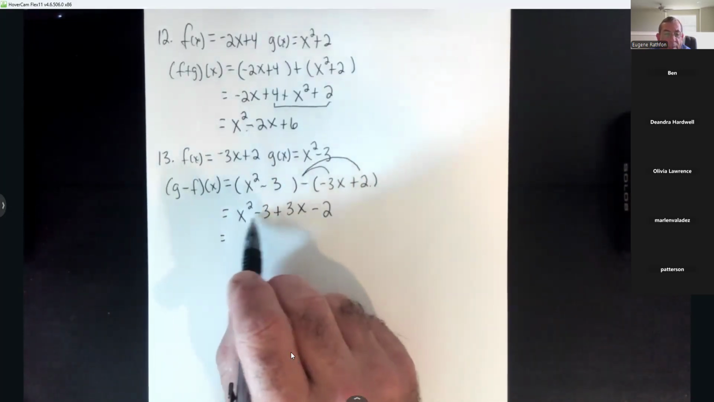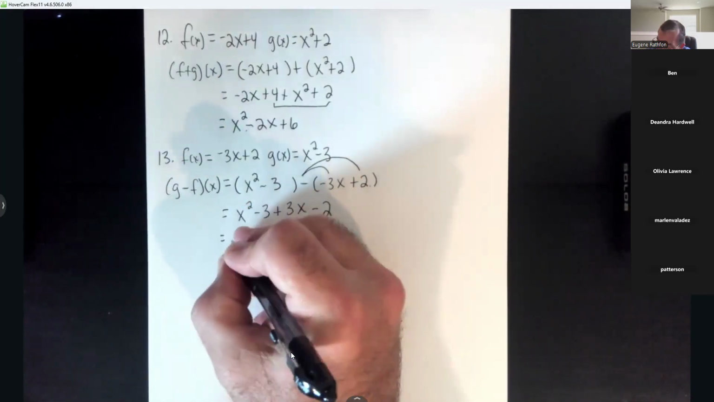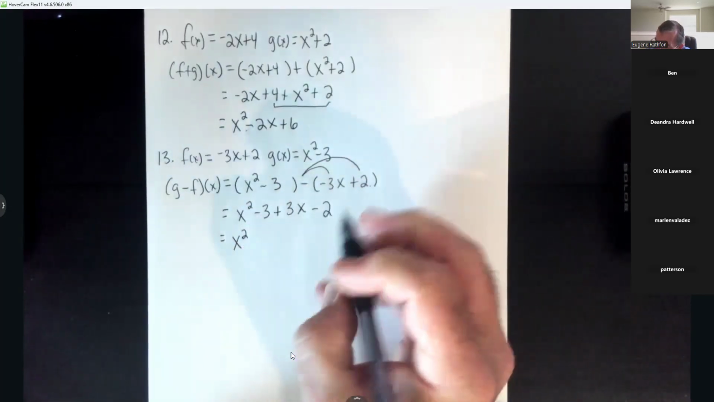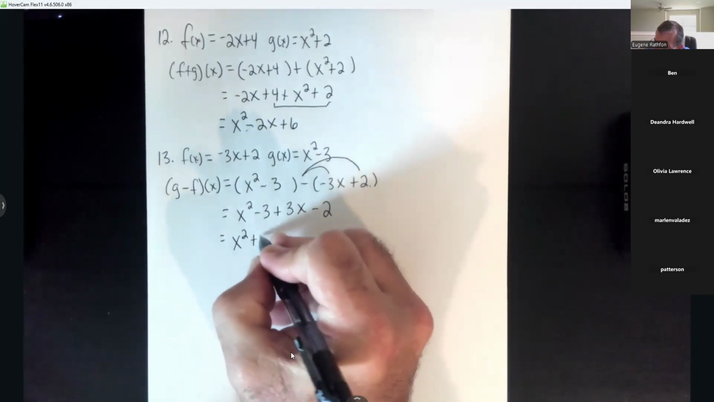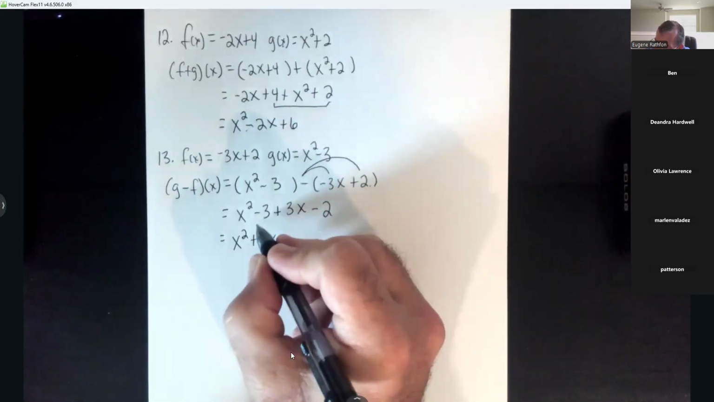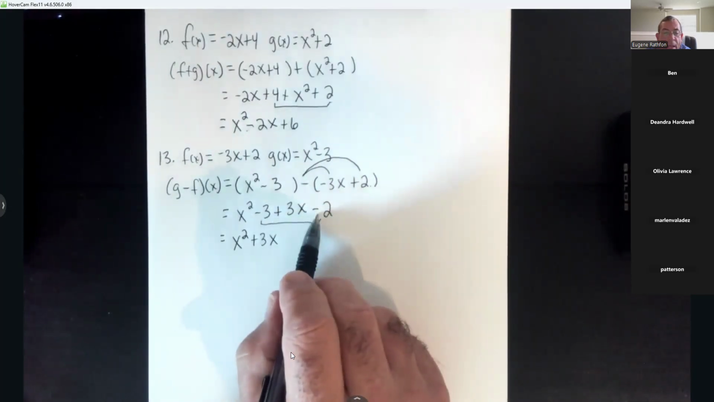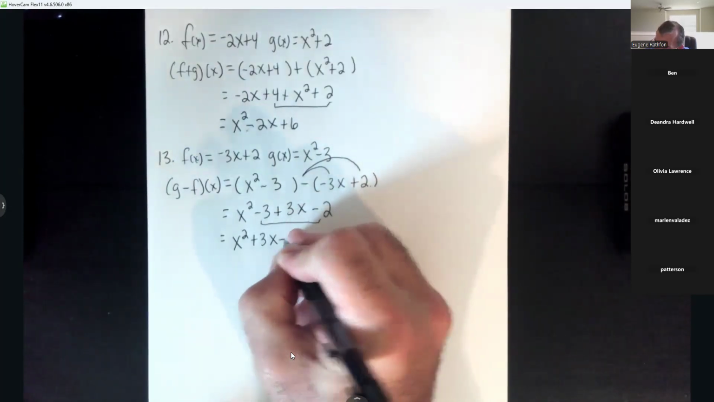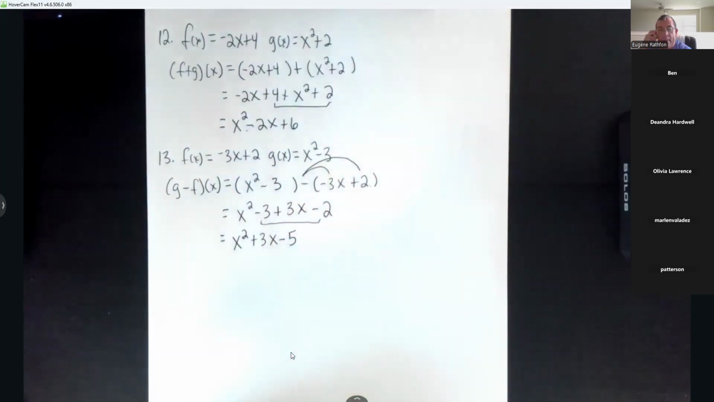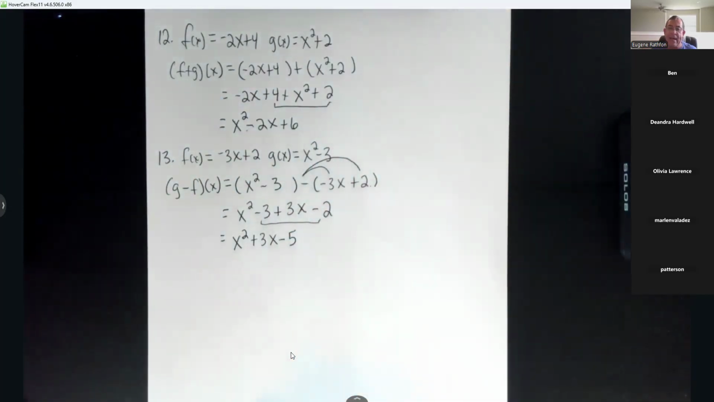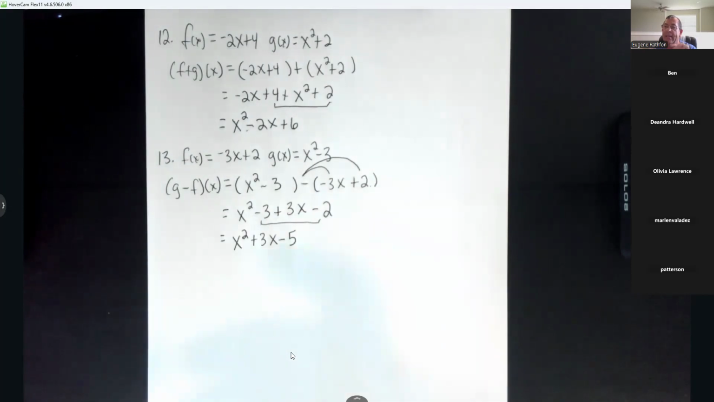All right, so let me put them in descending order. I got my x squared plus my 3x. So my like terms, negative 3, negative 2, give me a negative 5. So remember, adding like signs, add the numbers, and keep that sign, okay?